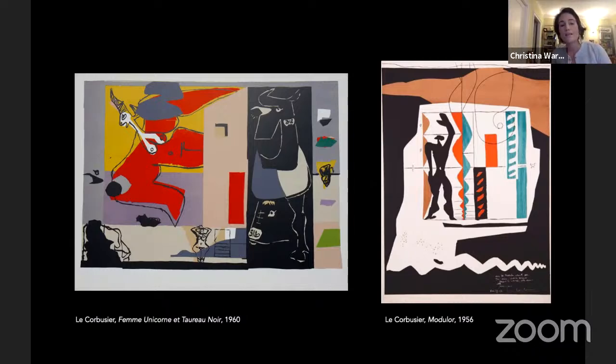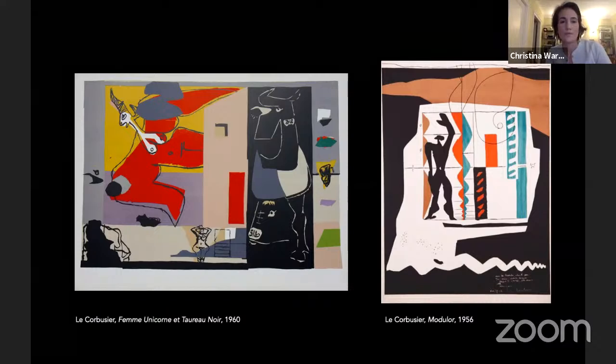And then that leads well into the next artist, Robert Indiana, who, do we have his work?